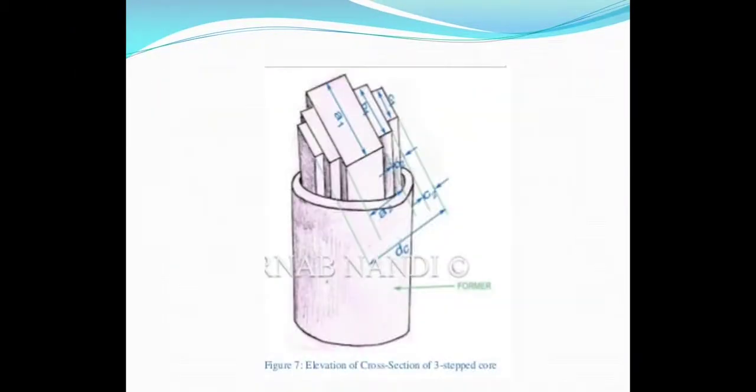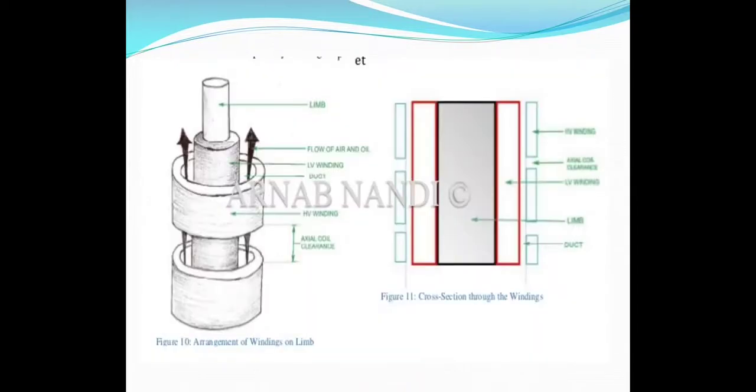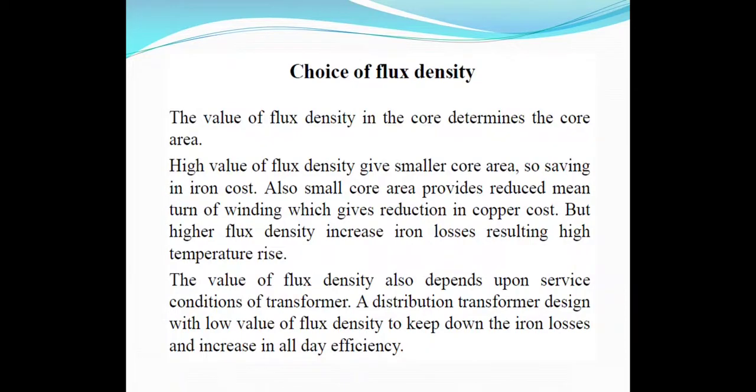This is the typical diagram that shows how the core is placed inside the windings. This is also for our understanding purpose. We have a low voltage winding, and the low voltage winding is followed by the insulation, and we have a high voltage winding.